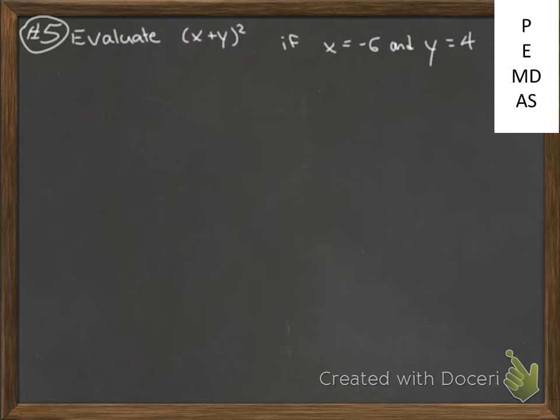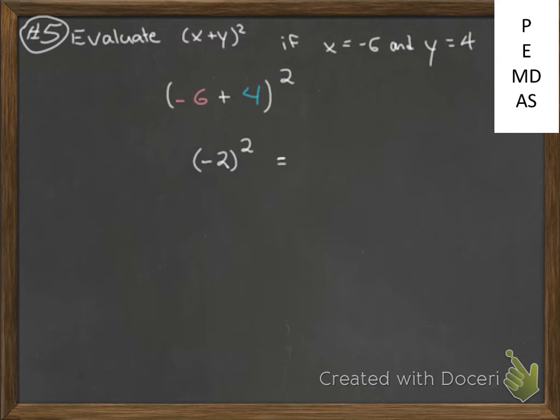Okay, this time we have the quantity of x plus y squared if x is equal to negative 6 and y is equal to positive 4. So I'm going to write negative 6 for x and a positive 4 for y. So again, please excuse my dear Aunt Sally, we have to evaluate what's in the parentheses. So we have negative 6 plus 4, and that's going to be negative 2. Then we have negative 2 in parentheses, quantity squared.